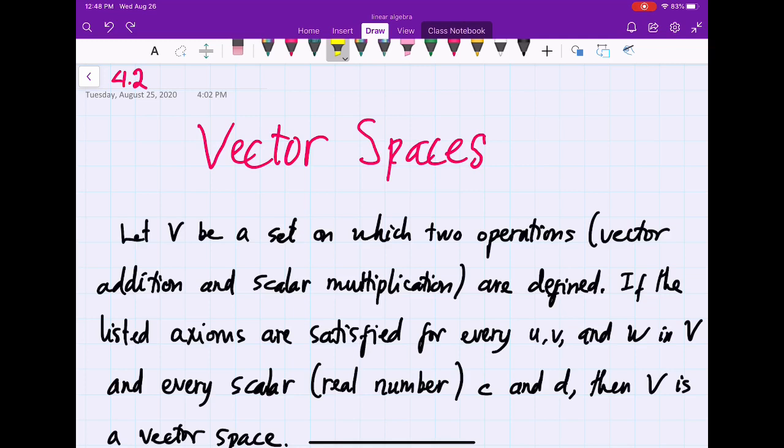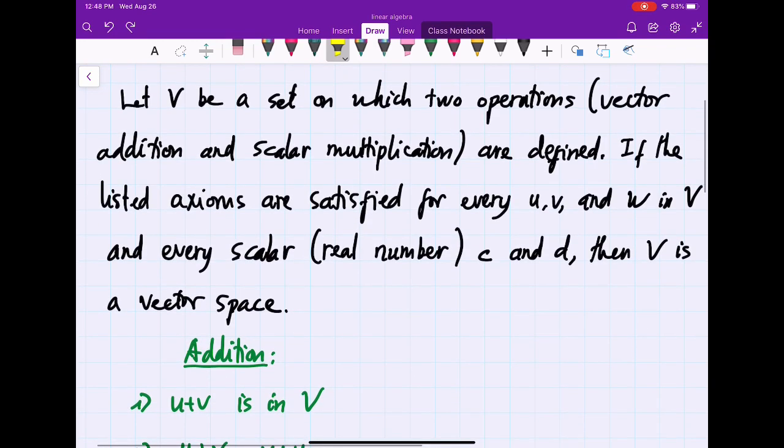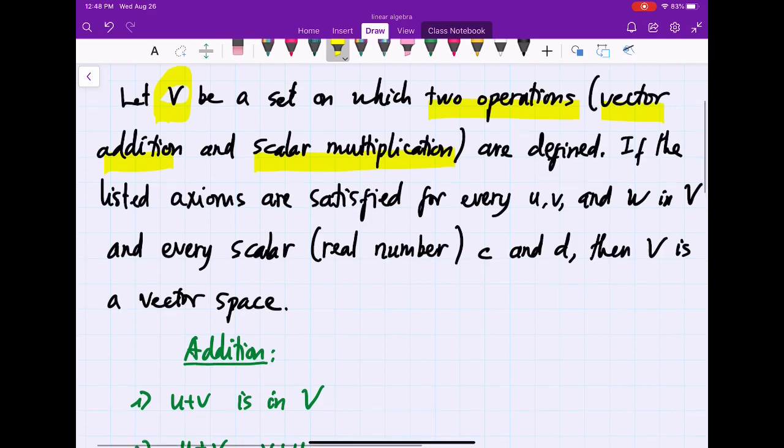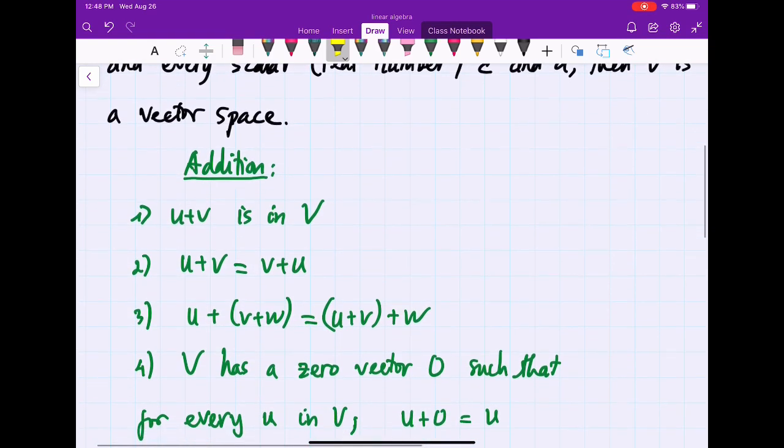And today we study general vector spaces, okay? Let's give some definition for a set to be a vector space, and we consider some examples. Now, suppose that we have some set V, and on this set, we define two operations, vector addition and scalar multiplication. Okay, and if these operations satisfy 10 properties for every u, v, w, and any scalars c and d, then V is called a vector space.